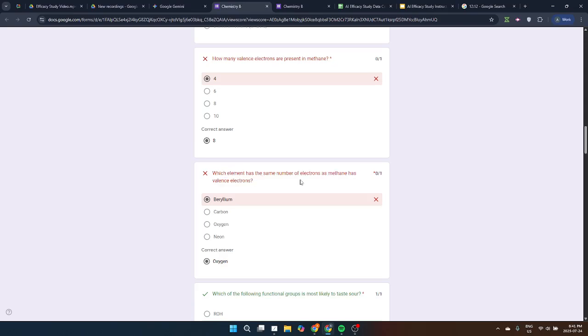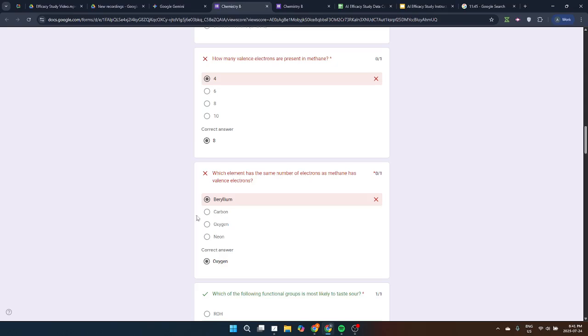Which element has the same number of electrons as methane has valence electrons? So I thought, since it has 4, beryllium. Beryllium's the 4th one, so it should be beryllium. But that was incorrect, because the answer was 8, which makes it oxygen, because oxygen is number 8 on the periodic table.